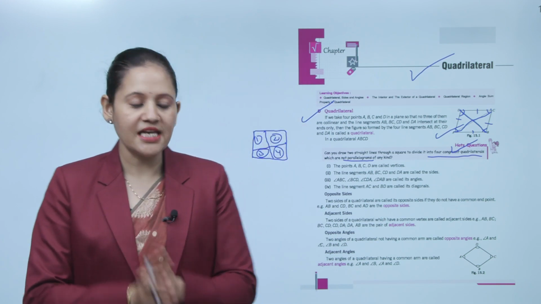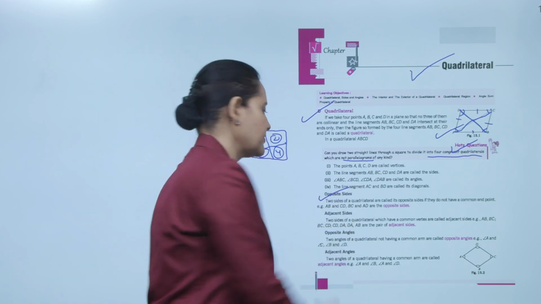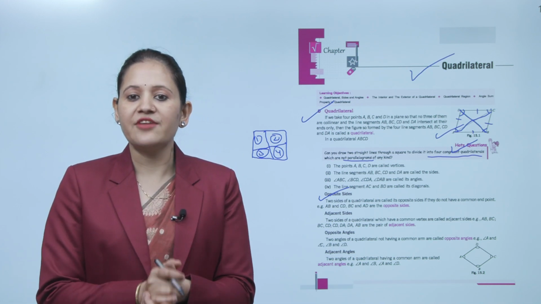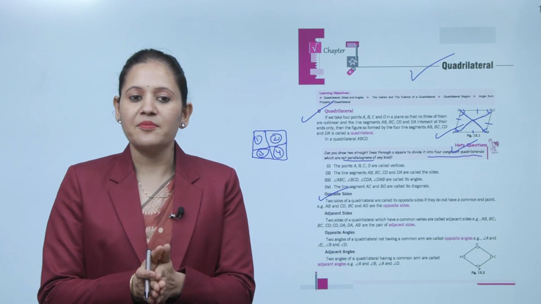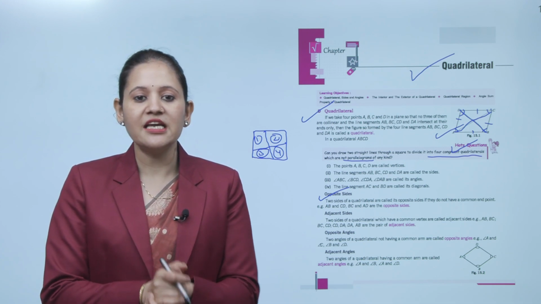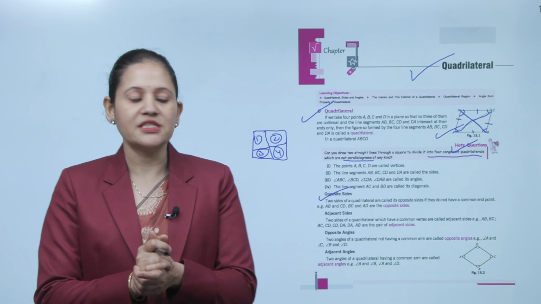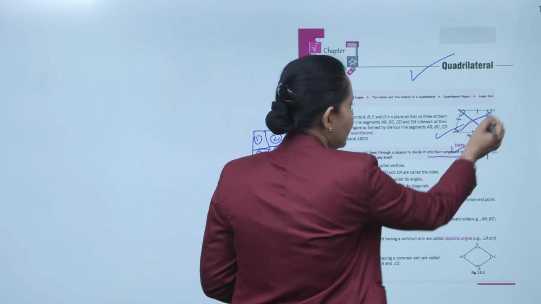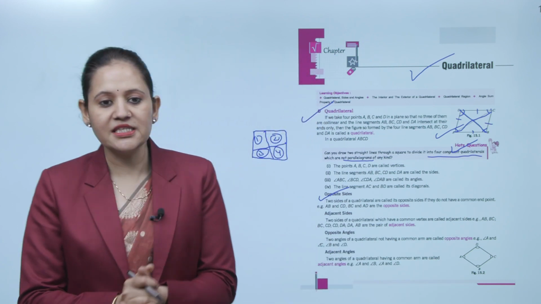Next is opposite sides. Two sides of the quadrilateral are called opposite sides if they do not have a common end point. For example, AB and CD, BC and AD are the opposite sides. So, AB and DC, AD and BC, these are opposite sides.